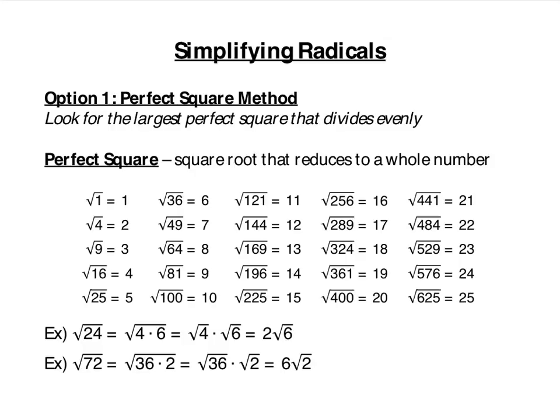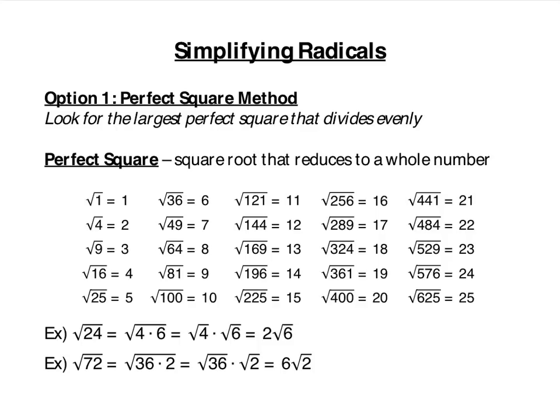The square root of 24, well, I see that the largest perfect square that goes into that is 4. So it's the same as the square root of 4 times 6. If we have 2 numbers multiplied under a radical, I can separate them into the square root of 4 times the square root of 6. And if we look above, the square root of 4 is 2. So that means 2 square root of 6 would be the simplified form of the square root of 24.